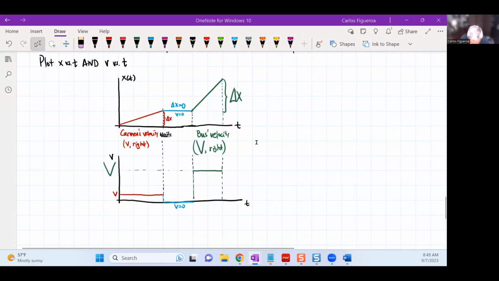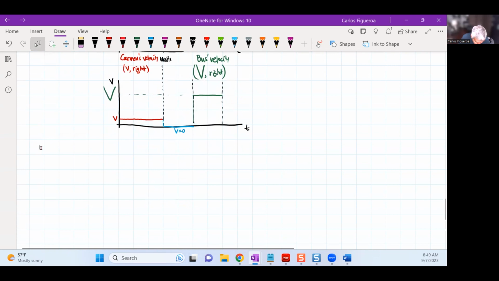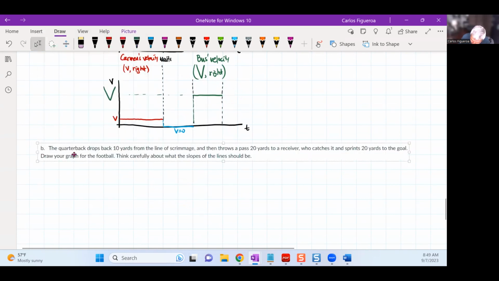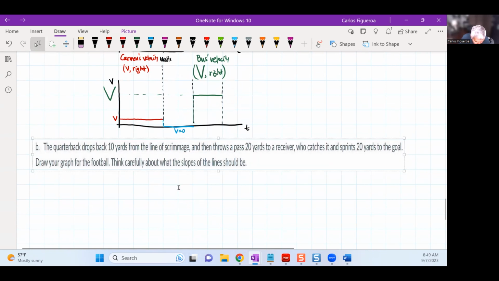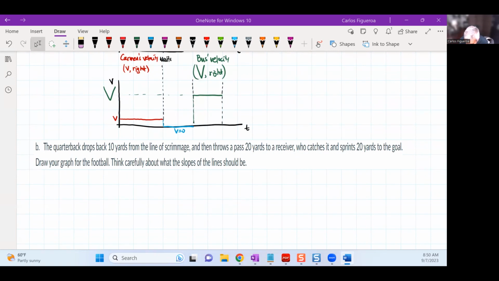Now let's go look at another example. This one's a little bit more complicated. And I'm going to skew this because it seems like the wording is really small here. So now what we're looking at says the quarterback drops back 10 yards from the line of scrimmage and then throws a pass 20 yards to a receiver who catches it and sprints 20 yards to the goal. Draw the graph of the football.